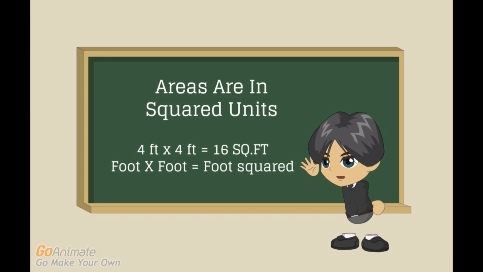Areas, however, are measured with squared units. For instance, for the square with a side that measures 4 feet, the area in this case is 4 feet times 4 feet, which is 16 feet squared.